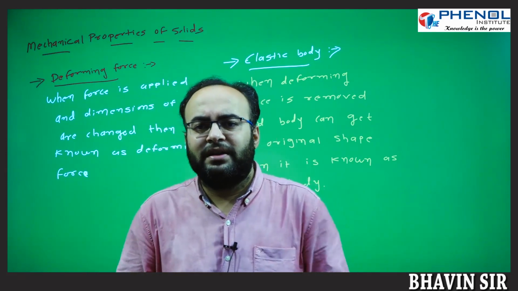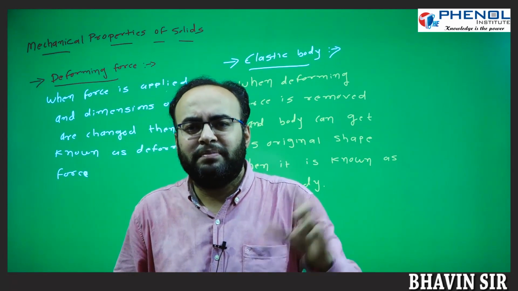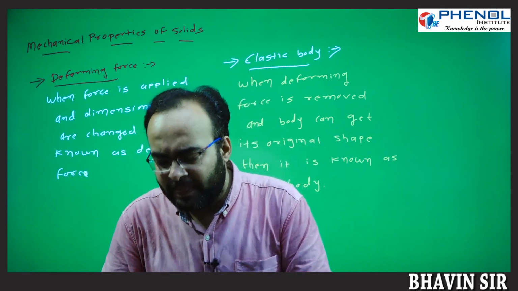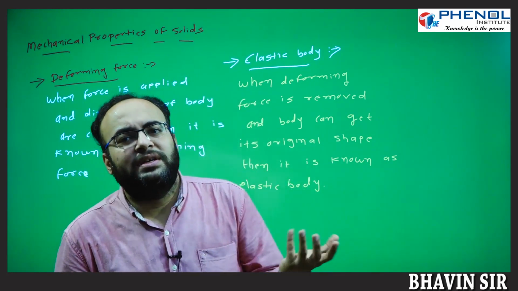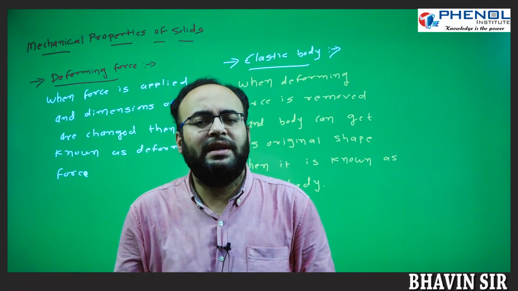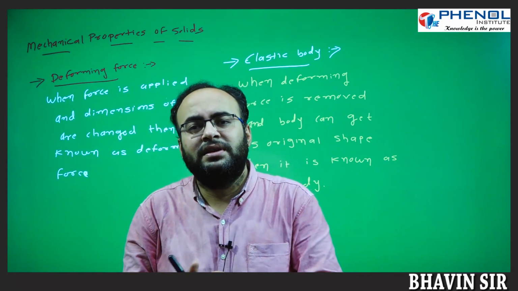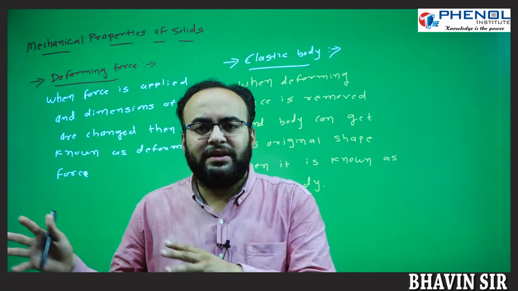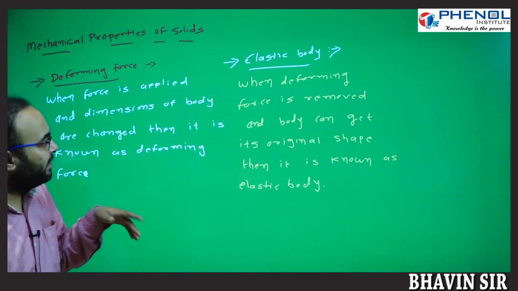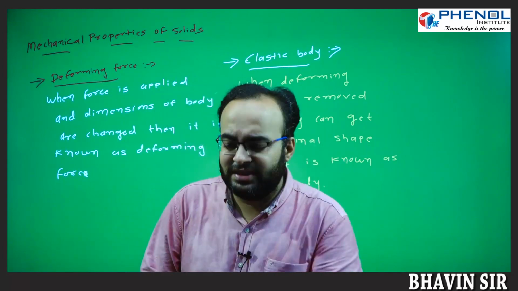But students, in practical life every body is a partially elastic body, meaning the body can get its original shape only partially. Some deformation always comes. So in practice every body is partially elastic, but we can form an elastic body with vulcanized rubber. In the case of vulcanized rubber, there is a most probable chance it can get its original shape. So this is the meaning of deforming force, elastic body, inelastic body, partially elastic body.